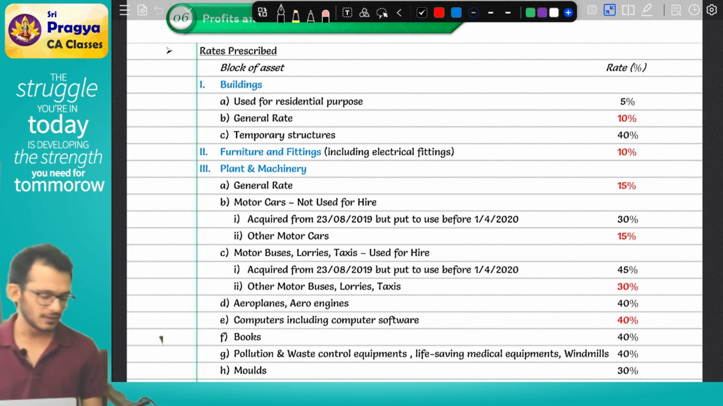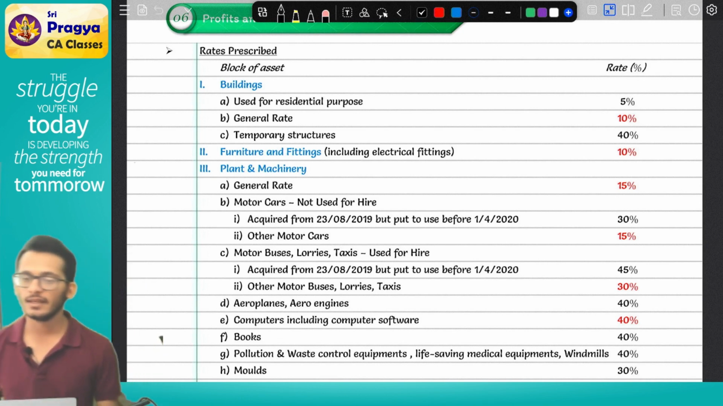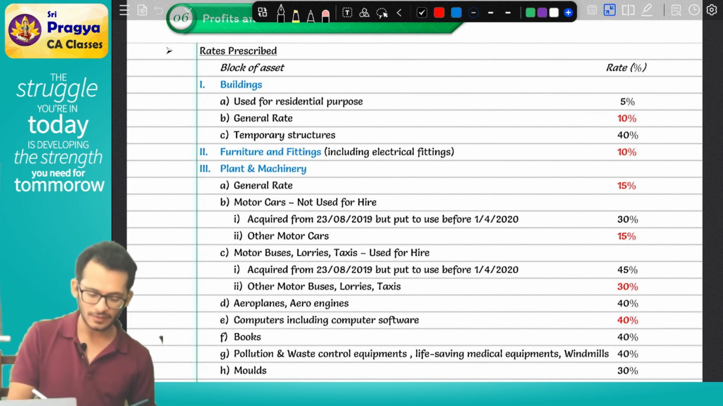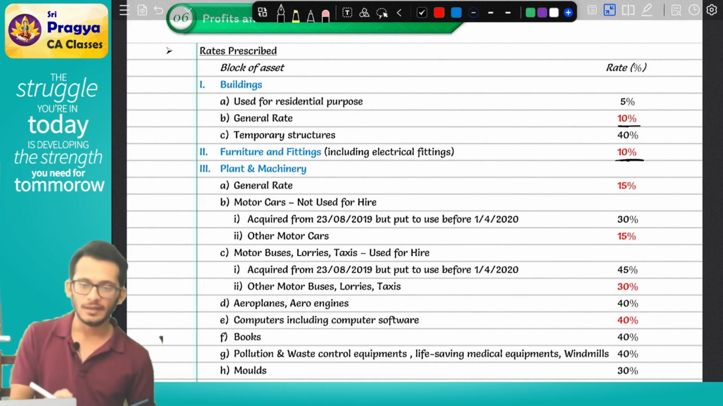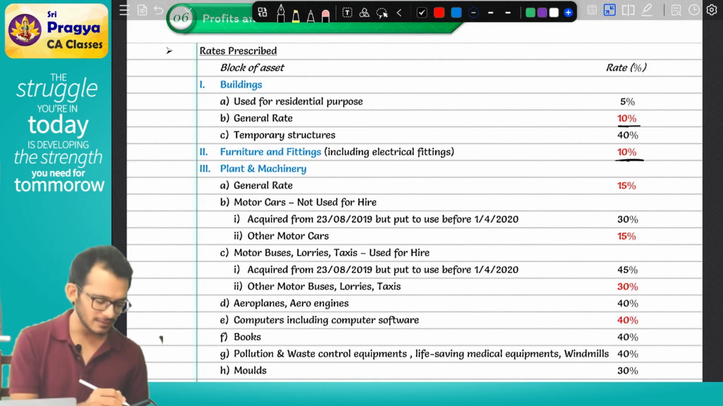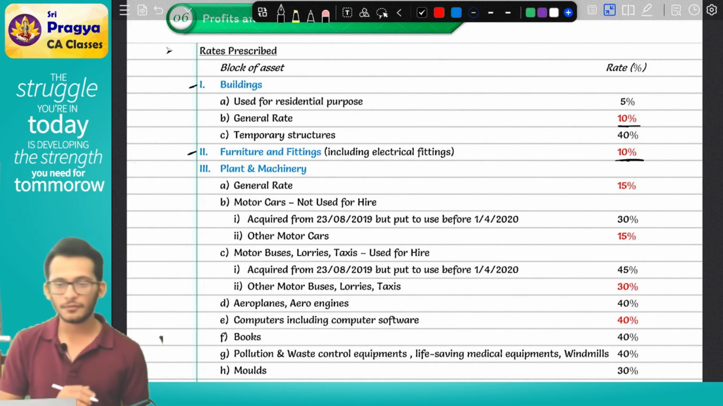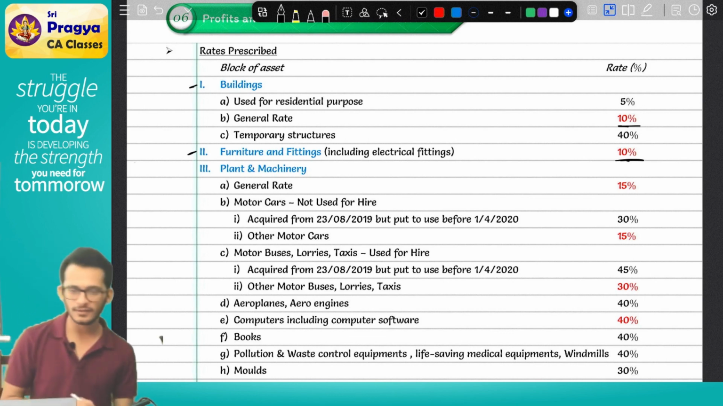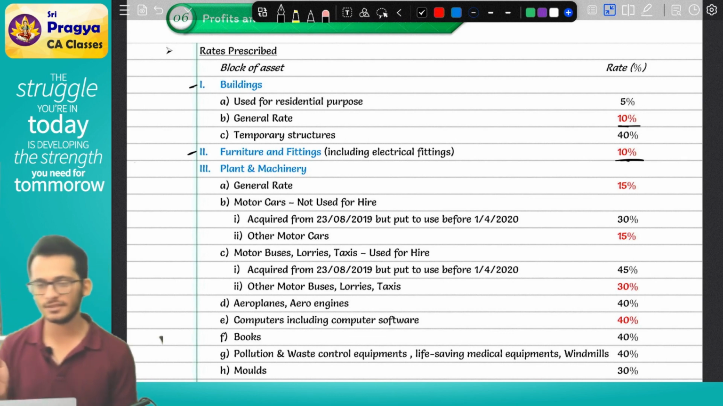Next item is furniture. Furniture is 10%. Yes or no? Yes. So, any kind of building is 10%. Furniture is also 10%. But please understand, building is a different block. Furniture is a different block. Building is a different block and furniture is a different block. Just because they have the same depreciation rate, you cannot club them together.